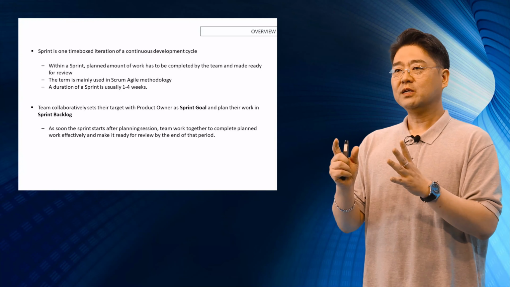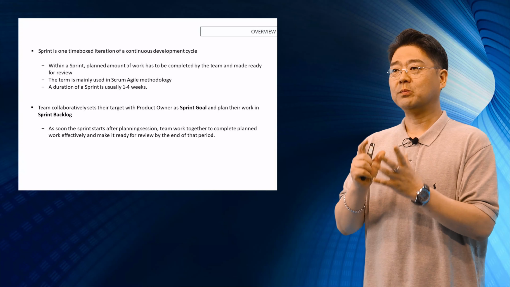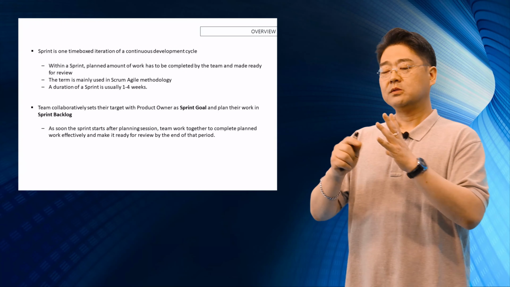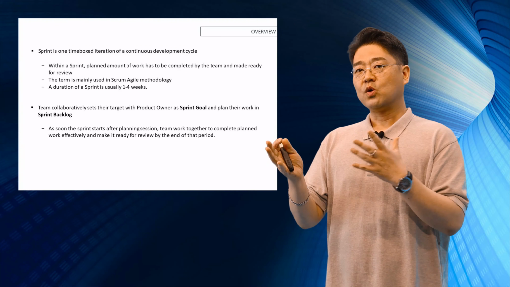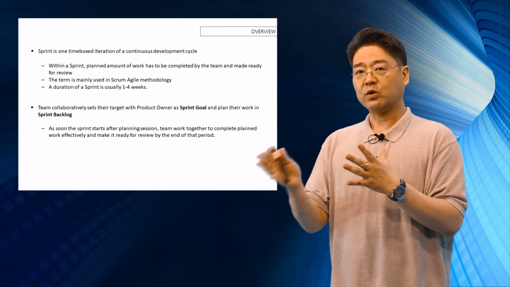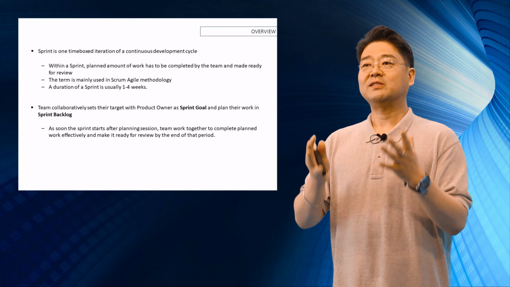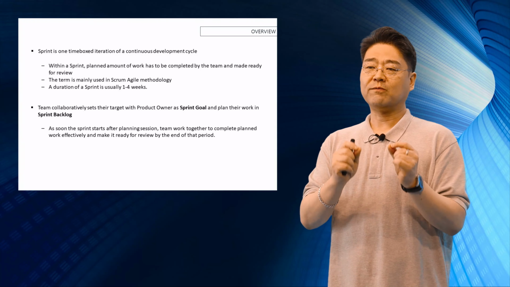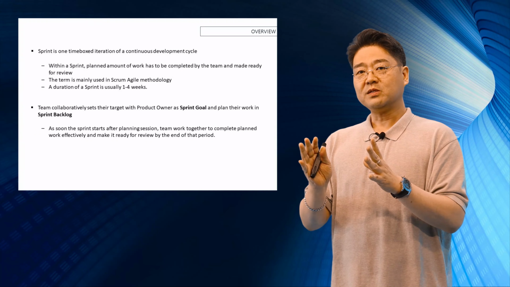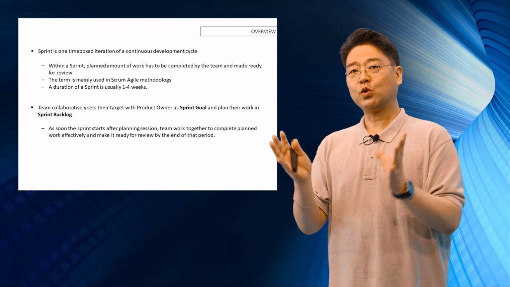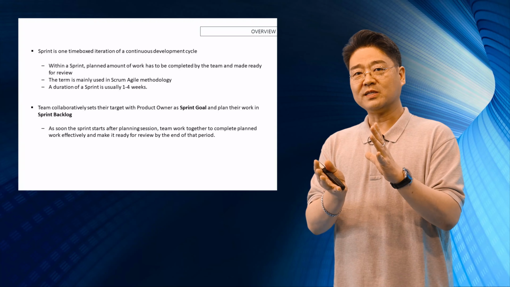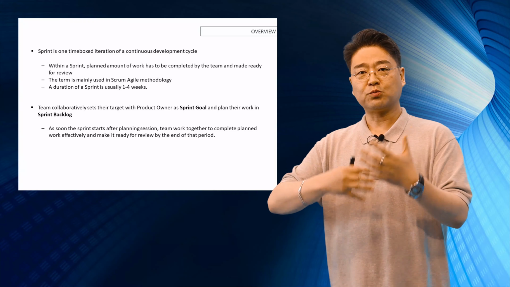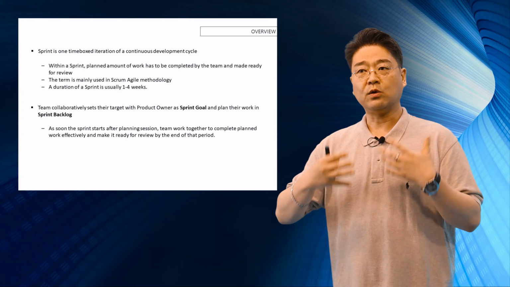So within a sprint, a planned amount of work has to be completed by the team and made ready for review. In other words, without sprint, Scrum doesn't really work. Without Scrum, Agile doesn't really work. The duration of a sprint is usually 1 to 4 weeks. What that means is we plan something short and concise. We make that happen, and by the iteration of this process, we make the Agile work.